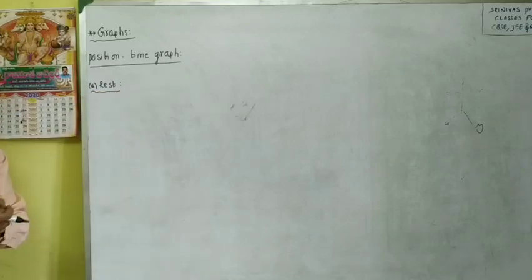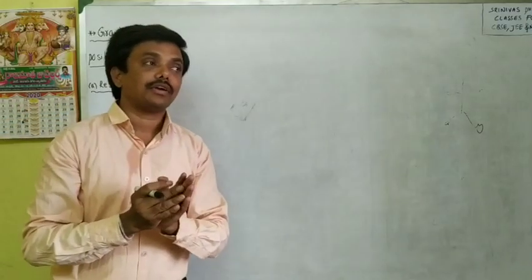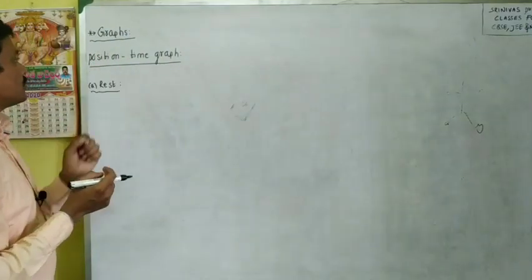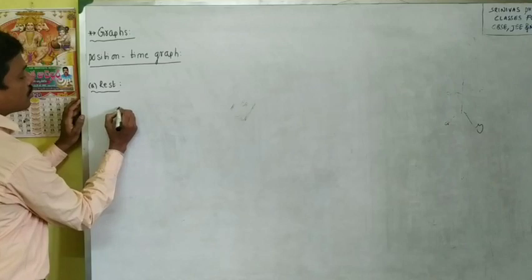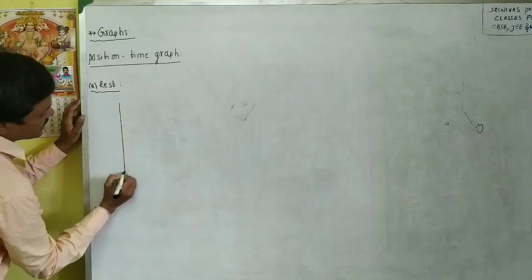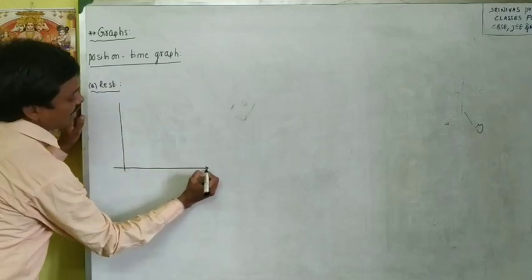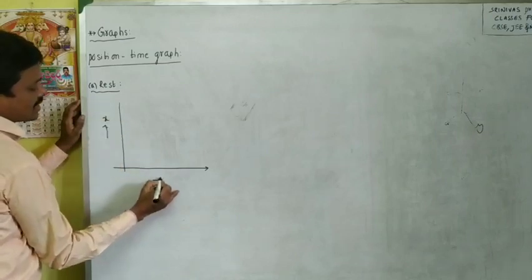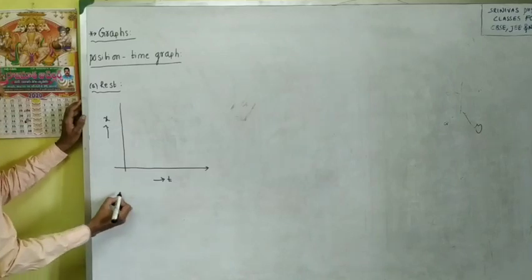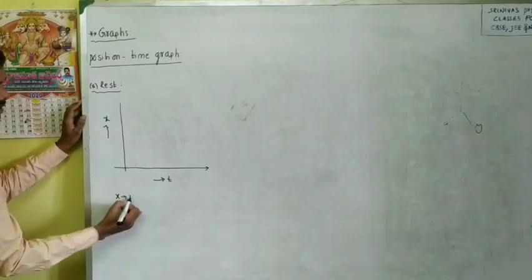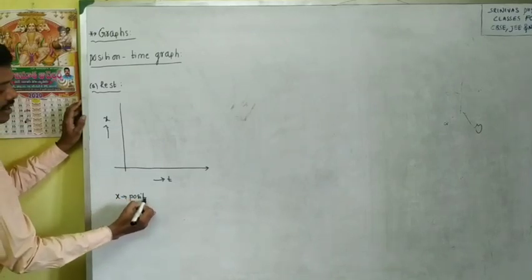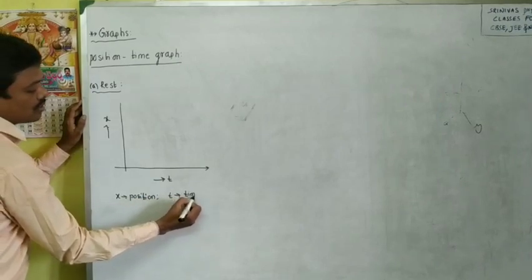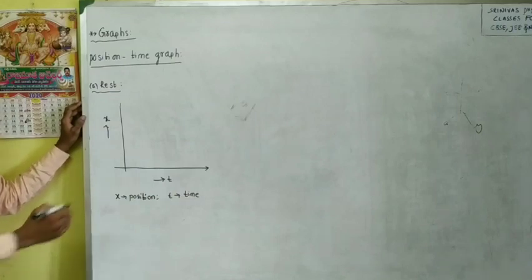In the 8th class you learned what a graph is and how to draw it. First, for a body at rest, I am going to draw the position time graph. For that, I will take position on the y-axis and time on the x-axis. x is the position and t is the time. I am going to draw the graph for the rest body.